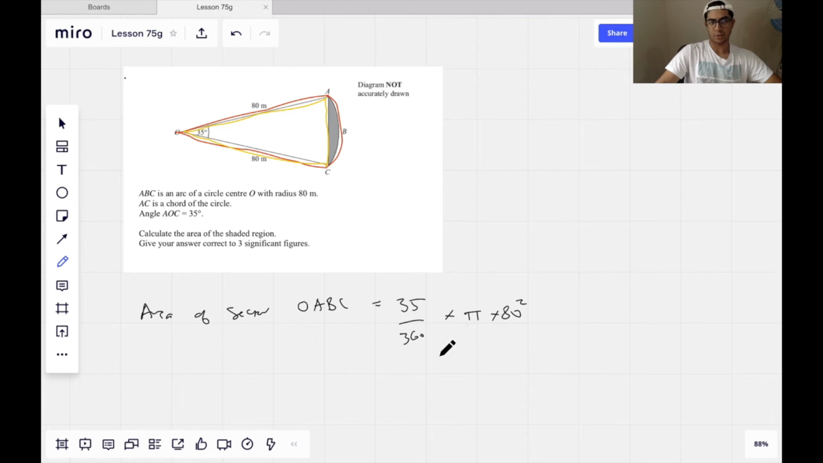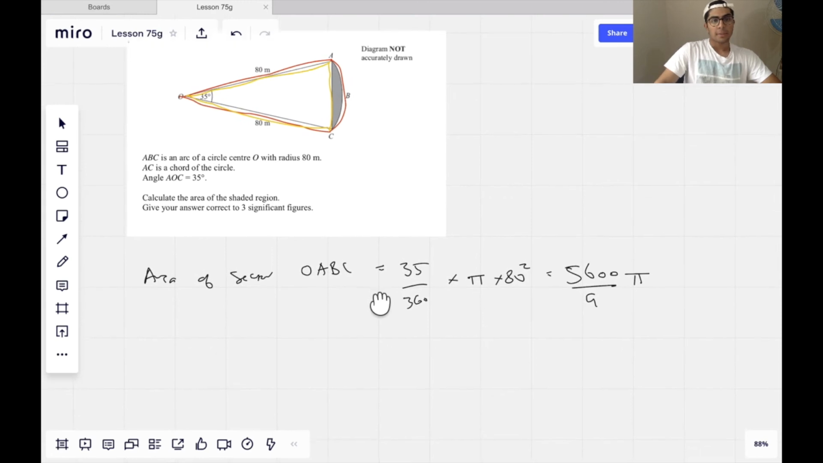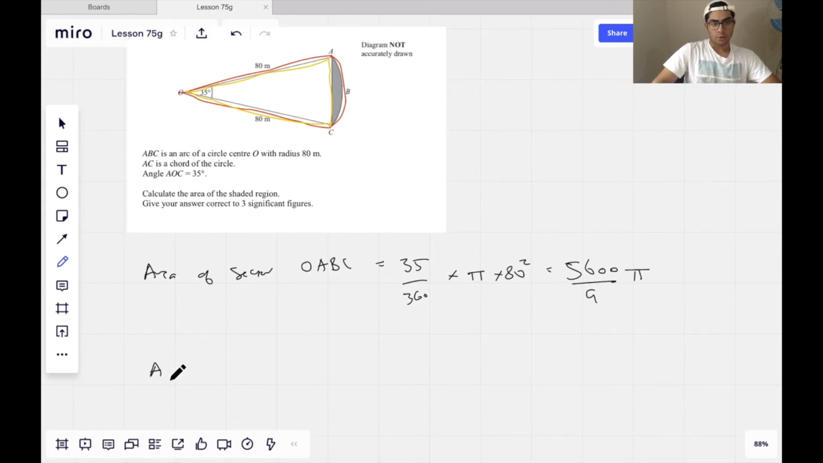We can leave it in this form if we like, or maybe simplify it as a multiple of pi. So 80 squared times 35 divided by 360. Okay, that's not a nice number, is it? Yeah, it comes out to 5,600 by 9 pi, which isn't a nice number, but it's not a bad fraction. And then we have to do the area of the triangle.